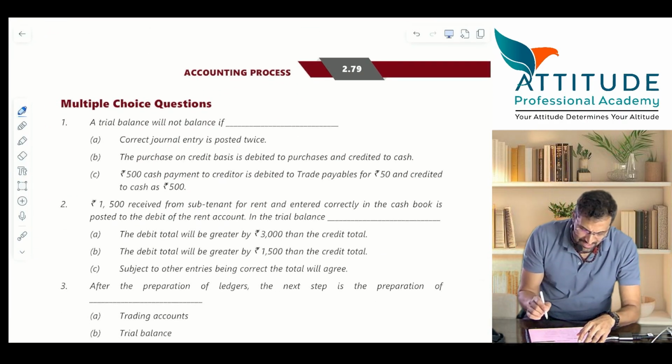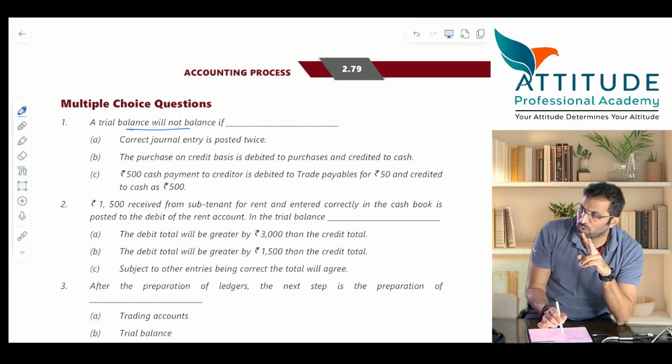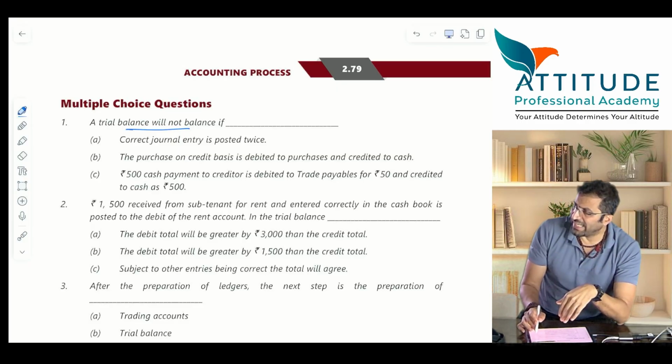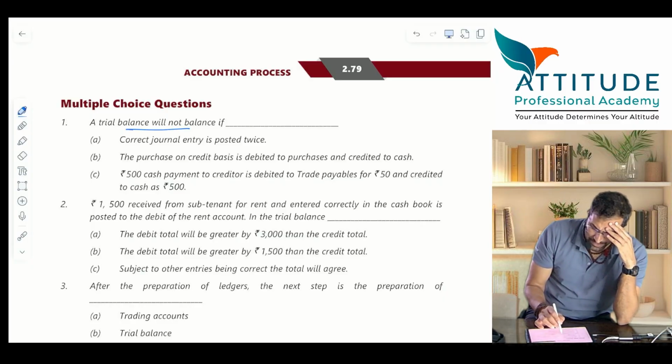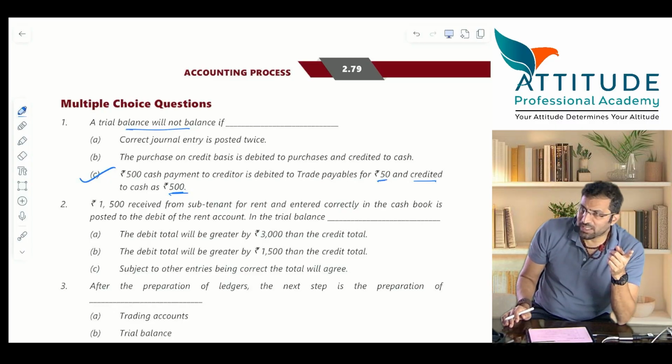Trial balance will not balance if... If a correct journal entry is posted twice, it will tally. So this is not the answer. Purchase on credit basis is debited to purchase and credited to cash. This is an error, but trial balance will what? Agree, because there is a debit as well as a credit. 500 cash paid to creditor is debited to trade payable as 50 and credited to cash as how much? 500. In this case, trial balance will not agree. Is that clear? Because one account is debited with 50, another account is credited with 500. There will be a difference of 450.